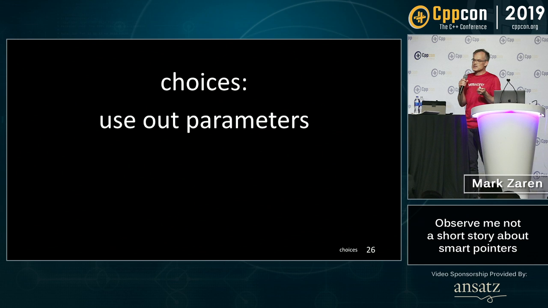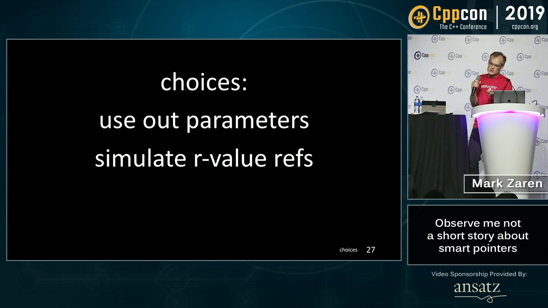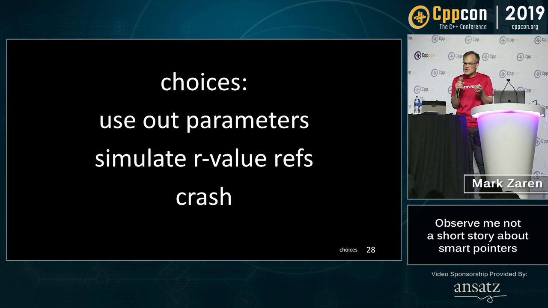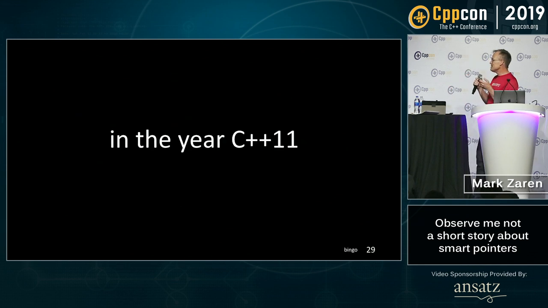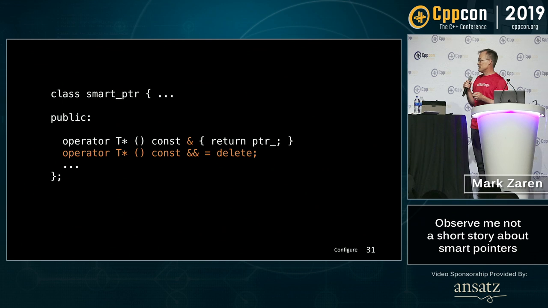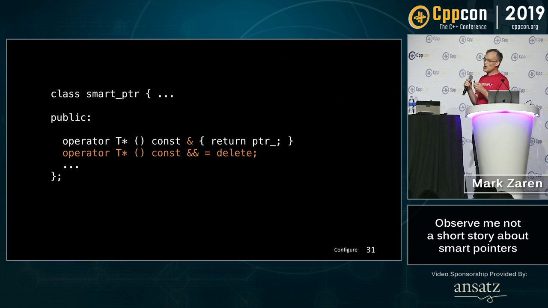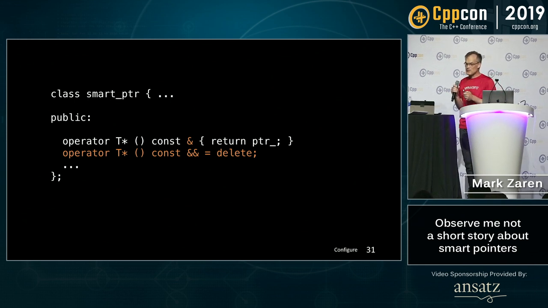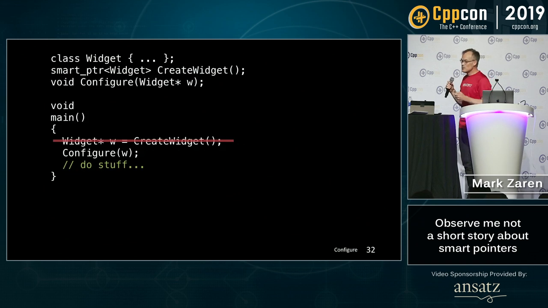So in C++03, we sort of had a series of not so fortunate choices. We could use out parameters, we could simulate rvalue references, or we could crash. And we tried all of these things with some frequency. But then in the year C++11, we had an answer. We could use the new powerful magic of ref qualifiers to fix this problem. By qualifying the conversion operator, we could convert only lvalue smart pointers, and we could avoid converting rvalue smart pointers. So with this, the bare pointer example no longer compiles.